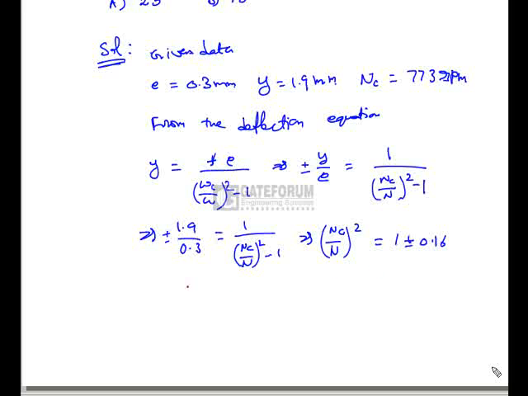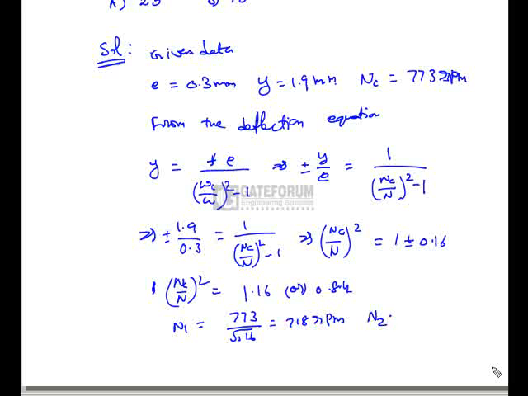So we have two values for (nc by n) whole square. Here one is 1.16 and another one is 0.84. So we already know the critical speed of the shaft, that is 773 rpm. From that we get two values here, that is n1 is equal to 773 by root of 1.16, which is equal to 718 rpm, and n2 is equal to 773 by root of 0.84, which is equal to 843 rpm.